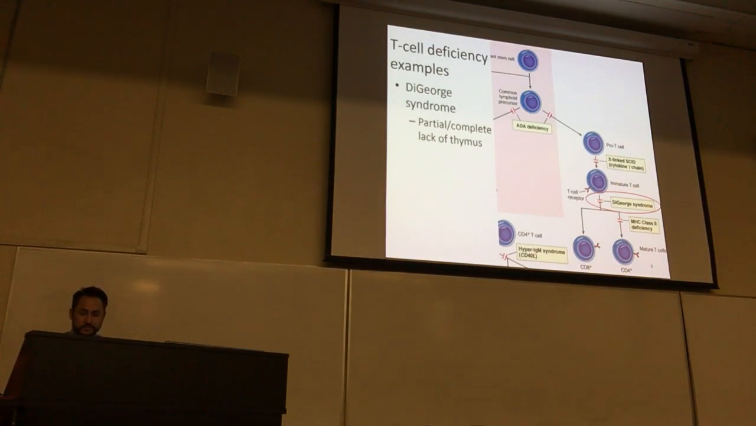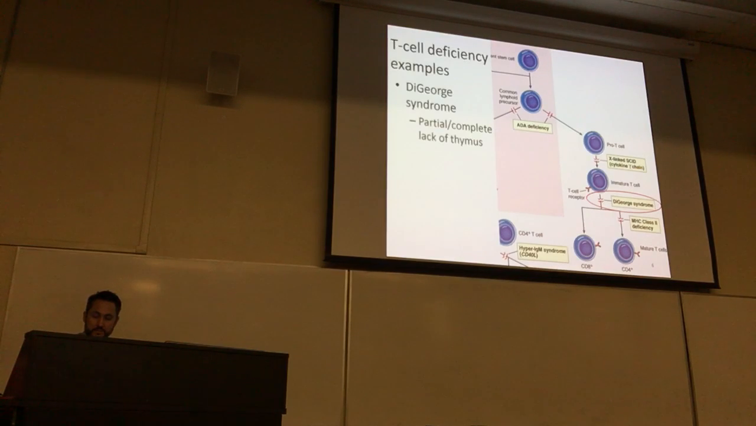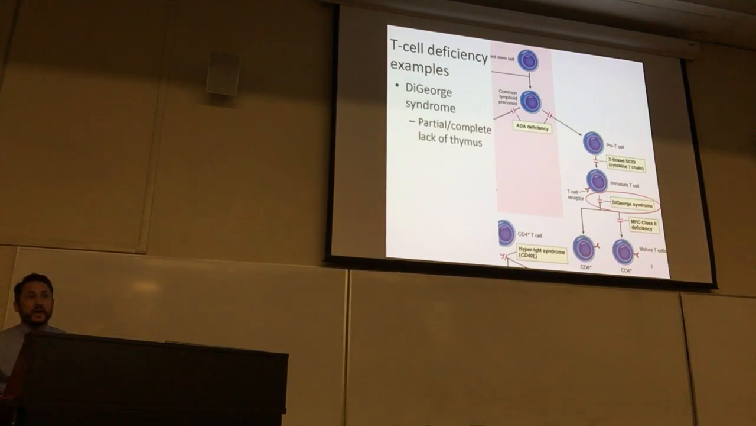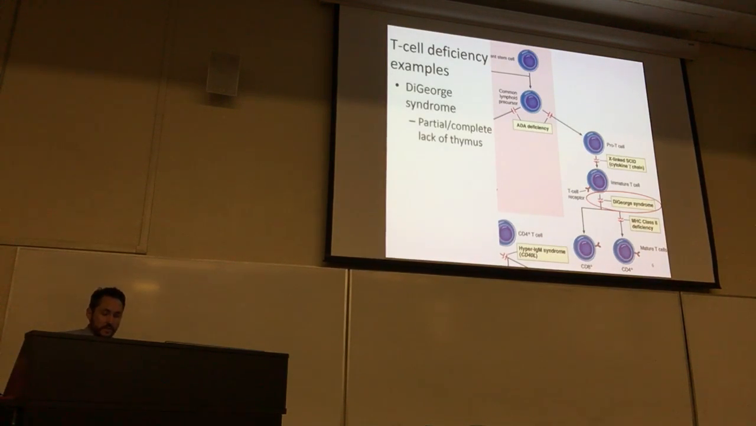DeGeorge syndrome. Again, not nearly as common. Again, the most common being the IgA selective deficiency. So these are all patients that are born with these kinds of things.